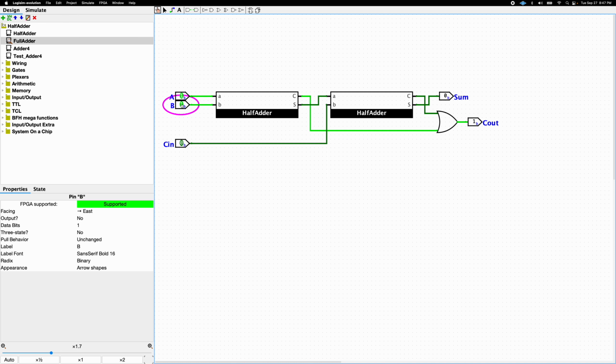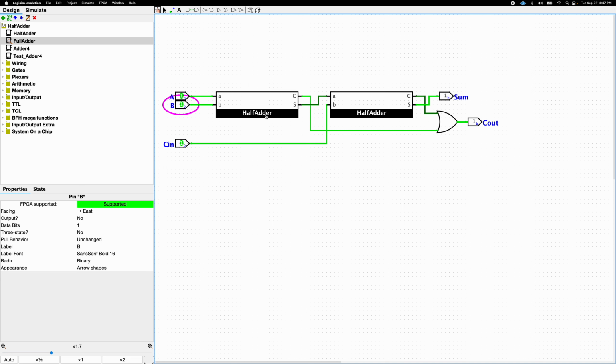We can add 2 here, and we get an output of 2. As you can see here, we have 1, 0. Doesn't matter in what order, 1, 0. Now let's have all 3 on, and we have an output of 3. 1 plus 1 plus 1 is equal to binary 3, 1, 1.